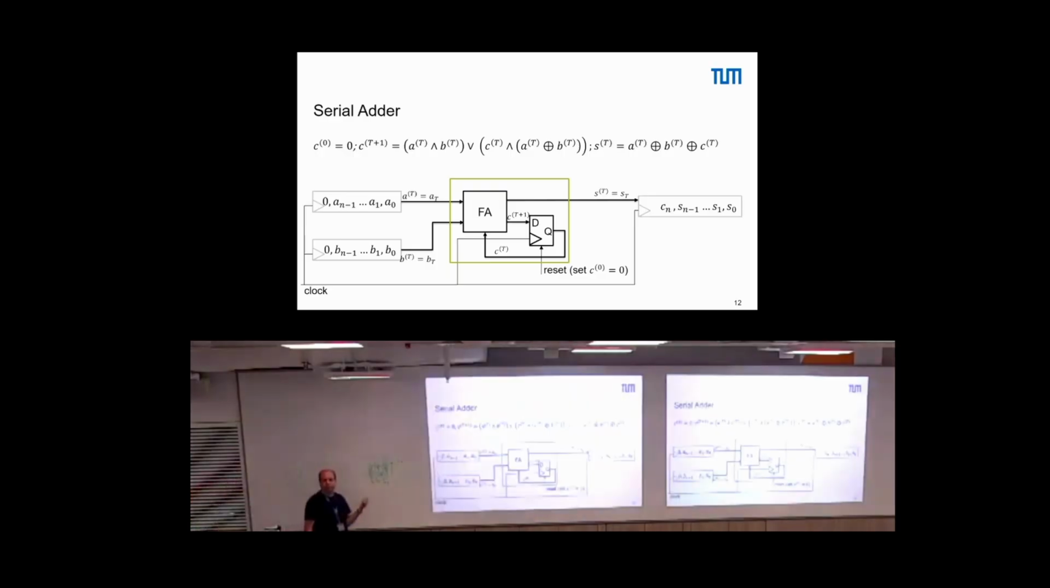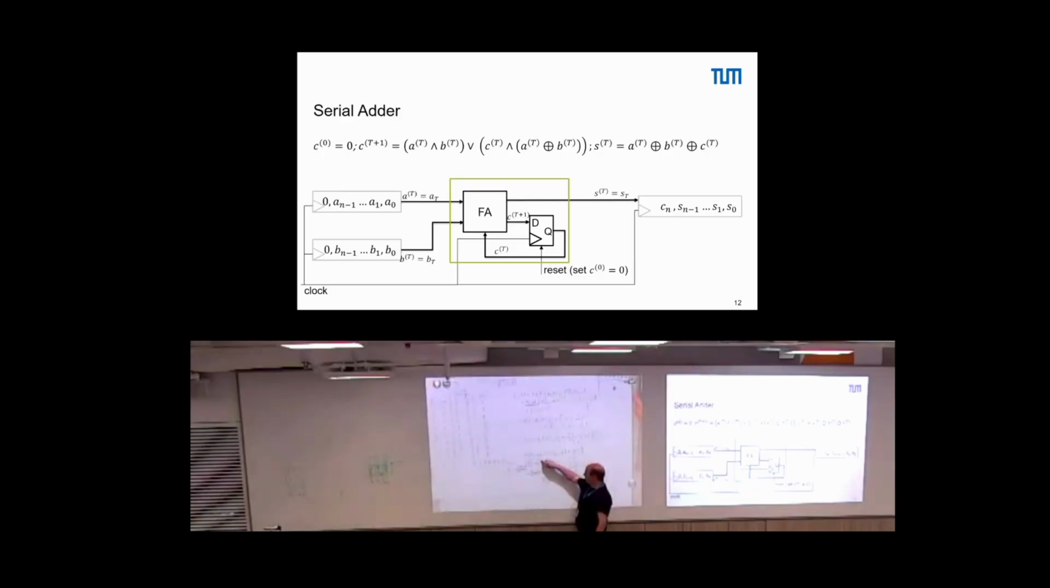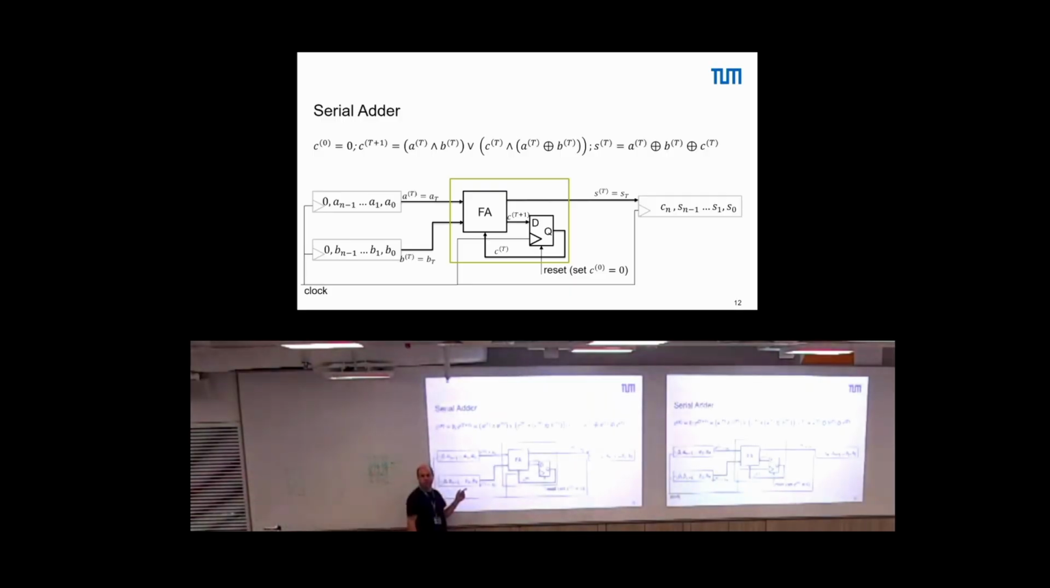So what is the critical path in this one? Exactly. It depends a little bit on what the delays of your different gates are. But I would say the critical path is defined here from AI or BI through the XOR, through the AND, through the OR. That's the longest path we can identify. So the critical path in this case is super short, so you can run this at extremely high frequencies.